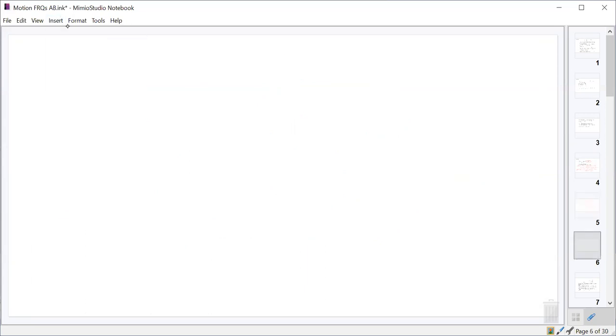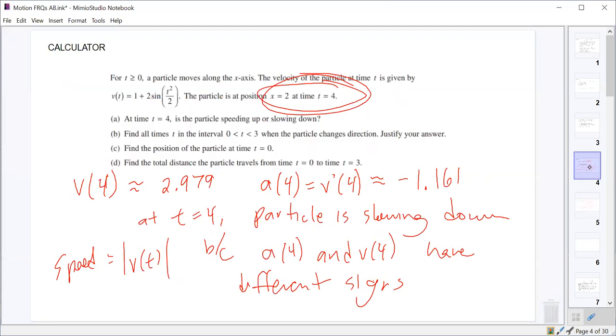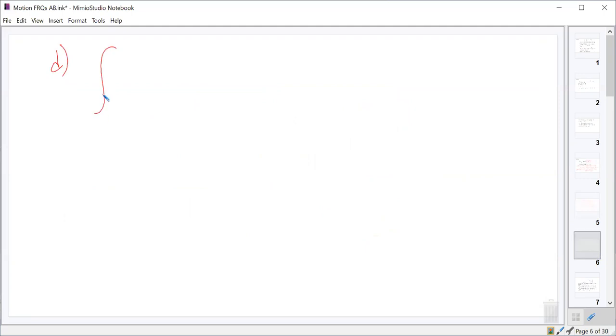Okay. All right, part D. Total distance the particle travels from 0 to 3. Total distance, once again, this one should be pretty straightforward now. Total distance is the integral of the absolute value of velocity, the integral of speed. And what does that come out to be?